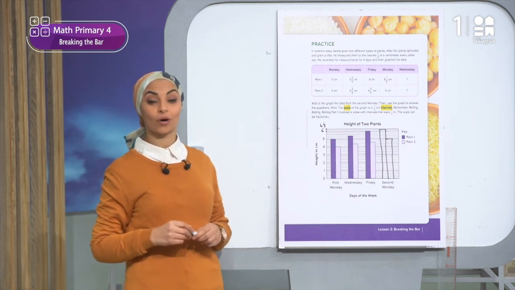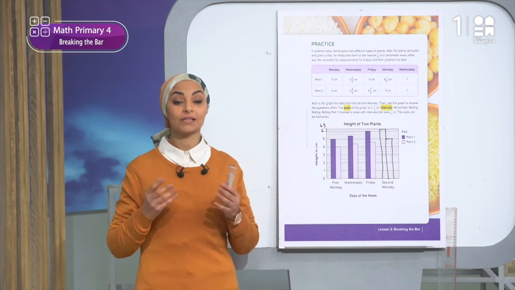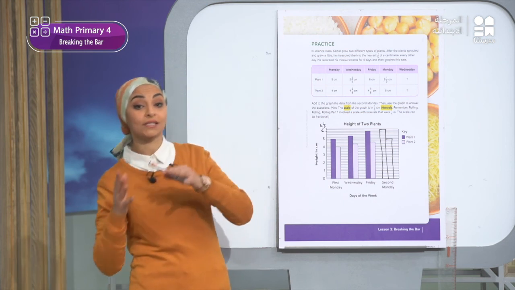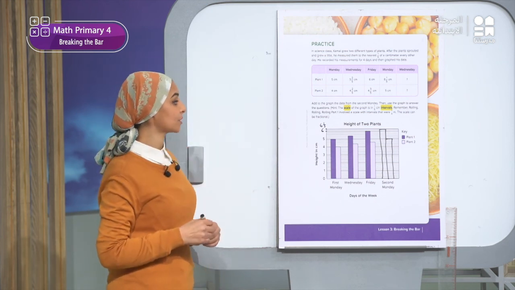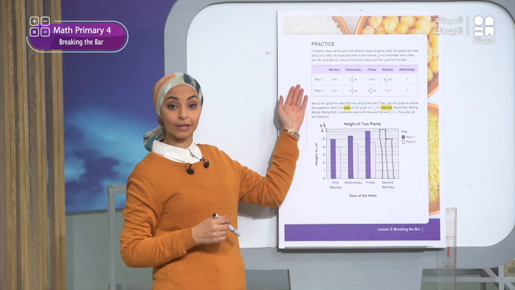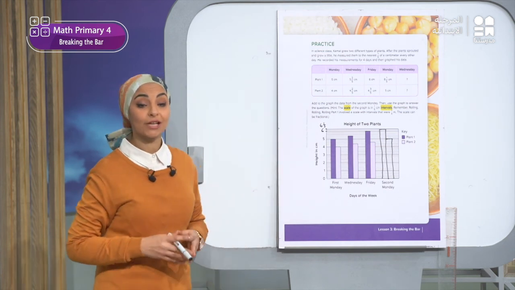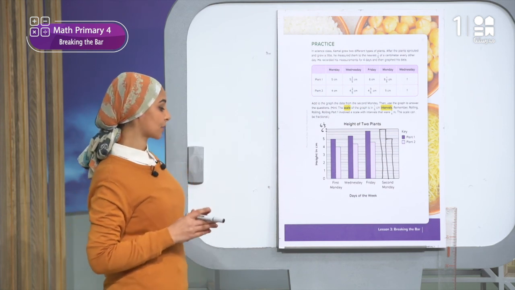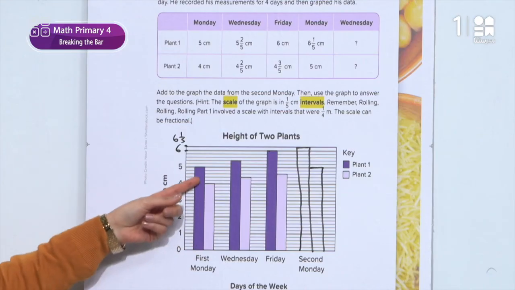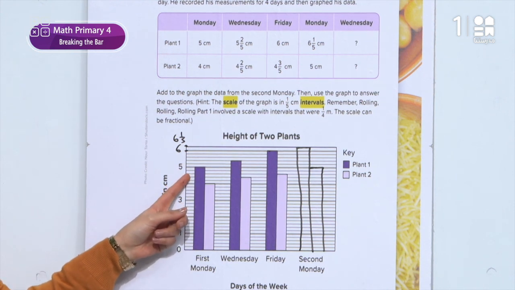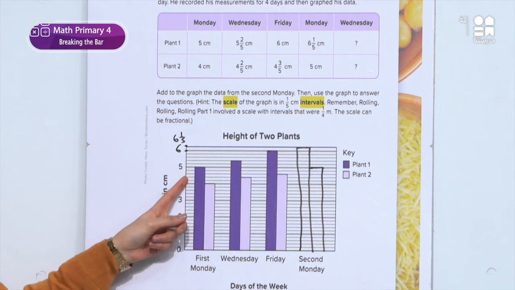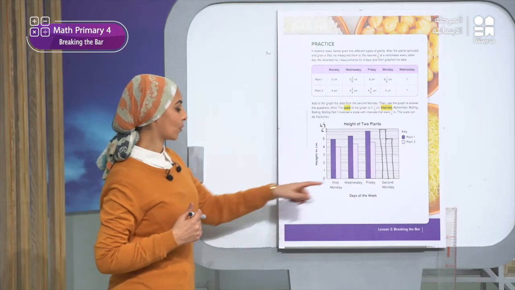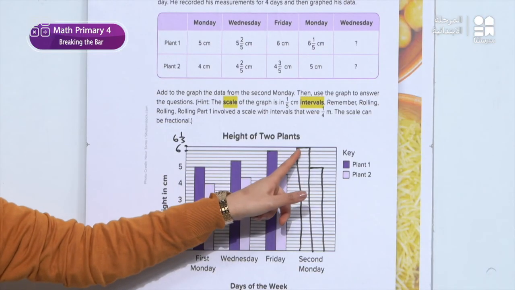Question number 1 asks: how many centimeters has plant 1 grown from the first Monday to the second Monday? To answer this, let's check the graph all together. On the first Monday, the plant was 5 centimeters. On the second Monday, it was 6 and 1/5, right? So here's the second Monday, 6 and 1/5.